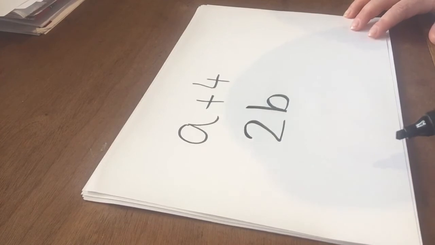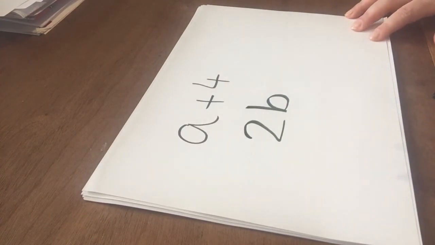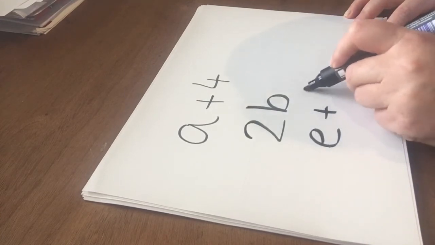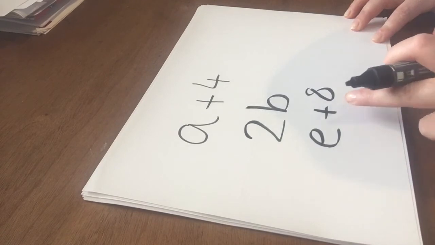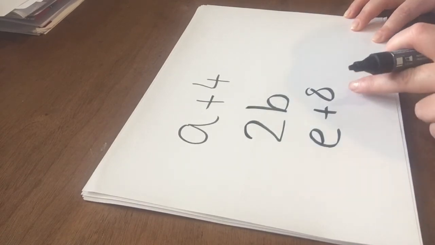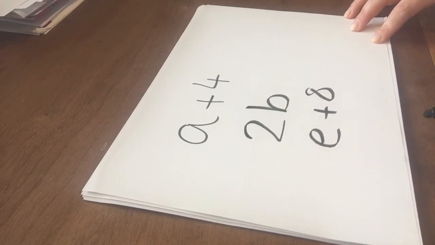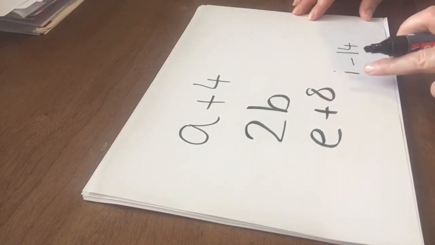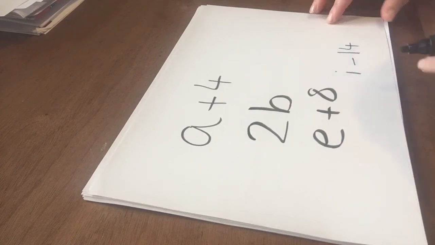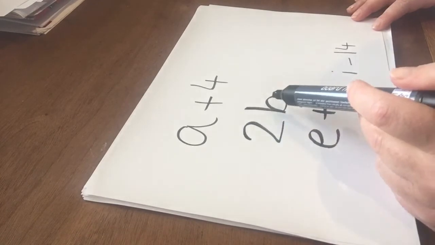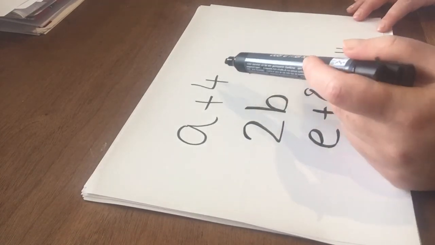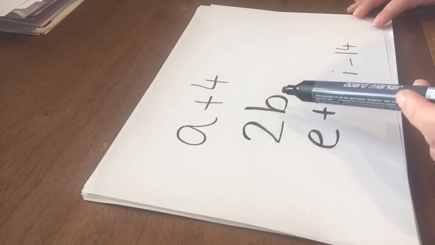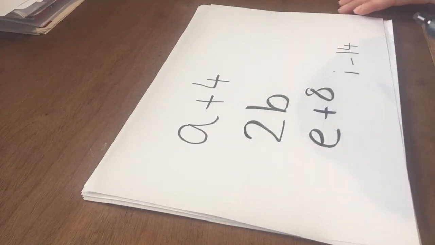Let me give you a few more examples. So the next one is 8 more than e. So you'd write e plus 8. 8 more than e is e plus 8. Let's look at another example. The statement is 14 less than i. You'd put i minus 14. 14 less than i. And again, as you can see in all of these, you've got your variables, you've got your numbers, and you've got your operations, but you don't have an equal sign.